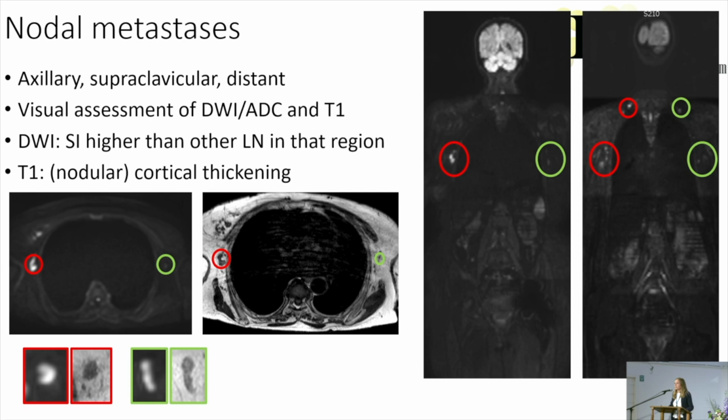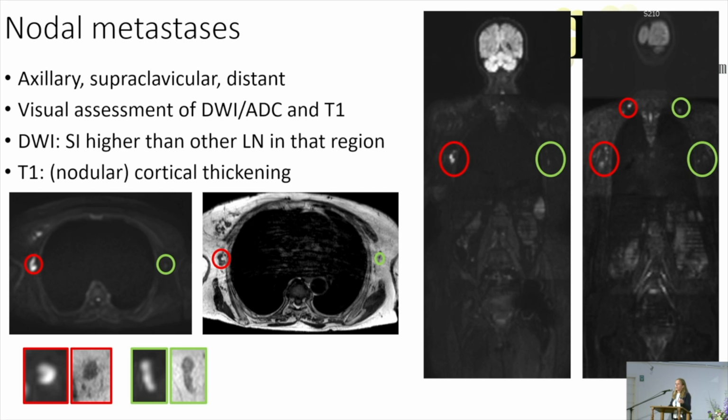For the nodal metastases, because of the large field of view, because we see the whole body, of course, we don't only look at the axilla, but also the other regions like the supraclavicular or other distant lymph nodes. And we actually do the visual assessment of the combination of the diffusion-weighted images together with the T1-weighted images. And we look at every region and compare the lymph nodes in that region. So sometimes one of the lymph nodes really pops out, and that makes it really suspicious. We are not there yet that we have a real cutoff of the ADC levels, but hopefully in the near future we will have some ADC quantifications.